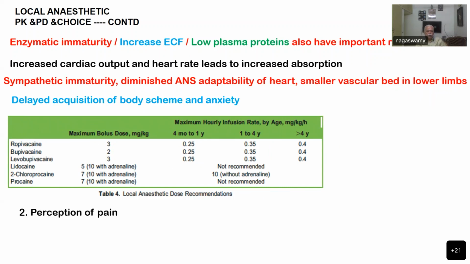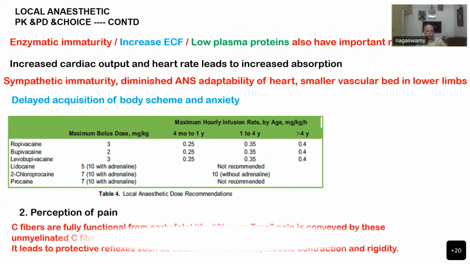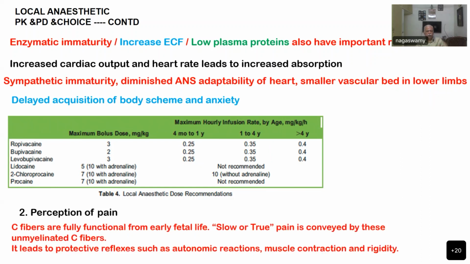Coming to the second point, perception of pain. There was some controversy earlier that because the myelination is not mature enough, children, neonates especially, don't perceive pain. That was the concept earlier. But that has been completely disproved. C fibers are fully functional from early fetal life. They are responsible for slow or true pain, which is conveyed by the unmyelinated C fibers. So it leads to protective reflexes such as autonomic reactions, muscle contractions, and rigidity.